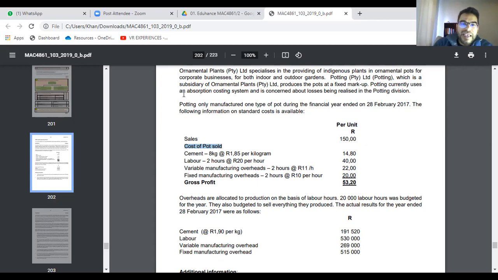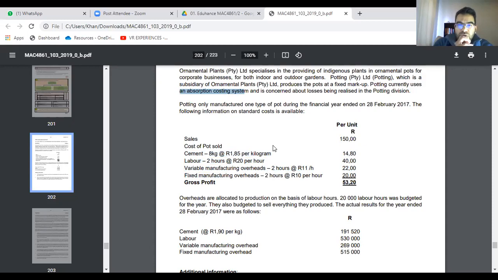So if they didn't tell you this, if they didn't say Potting currently uses an absorption costing system, how do you know they're using the absorption costing system? By looking at this. As you can see, direct material, direct labor, variable manufacturing, fixed manufacturing. When you see that, by default, it means they're using the absorption costing system. So there was no need for them to tell you this. Okay, very important.